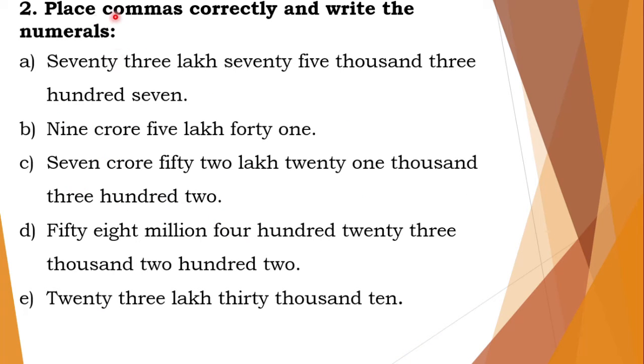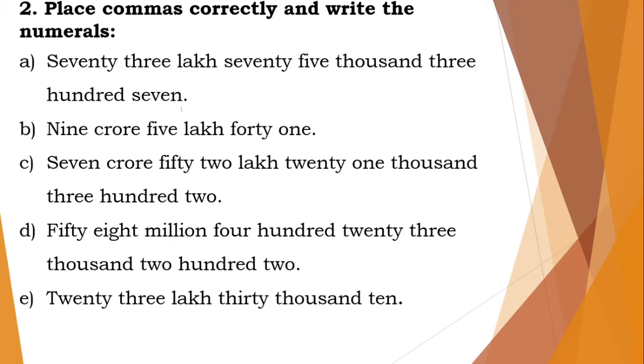Now the second main is place commas correctly and write the numerals. Now how should we place the commas and write the numerals? According to Indian system or international system? There is no heading in the main like Indian system or international system, right? Then we can get to know if it's international system or Indian system by seeing the number name. So for example, lakh and all will come in Indian system and millions and all will come in international system. So by seeing the number name, we can find out that we should put the commas and write the numeral according to Indian system or international system.